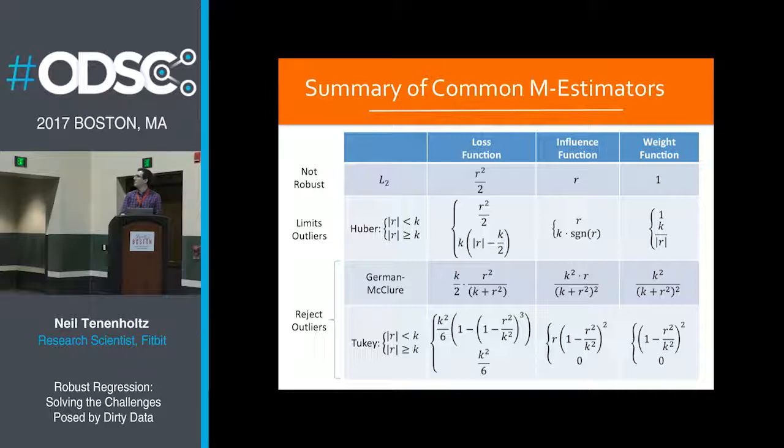And you can see this in the influence functions themselves, where if you look in that third column for the bottom two rows, as R gets really big, those values get closer and closer to 0. Whereas for the Huber loss function, the influence remains constant. It gets capped. And so what does this look like visually?